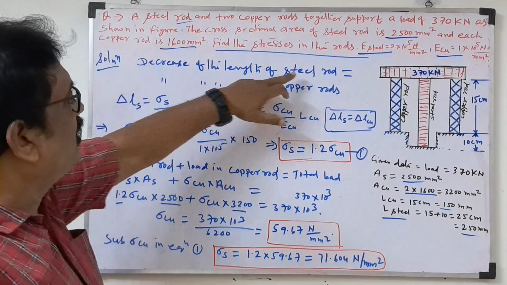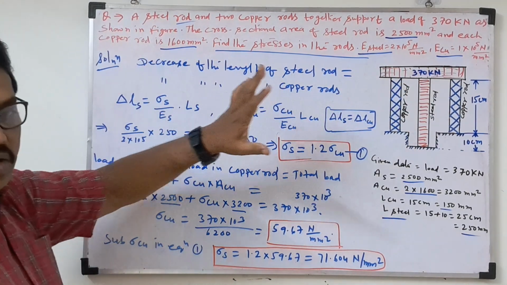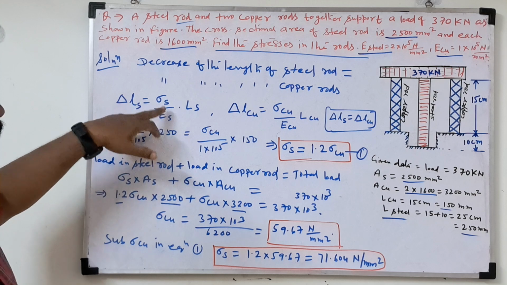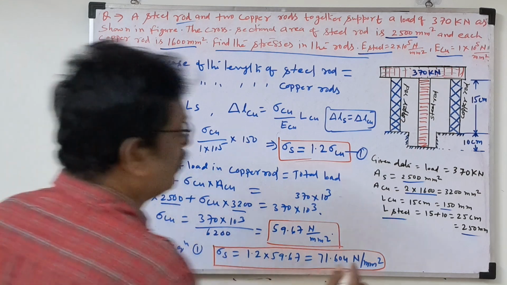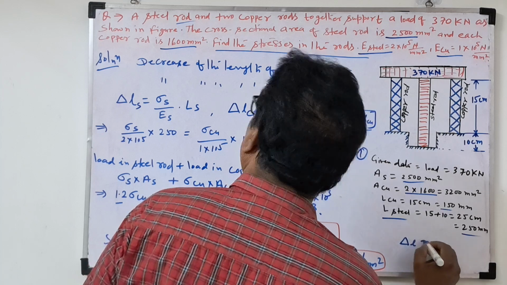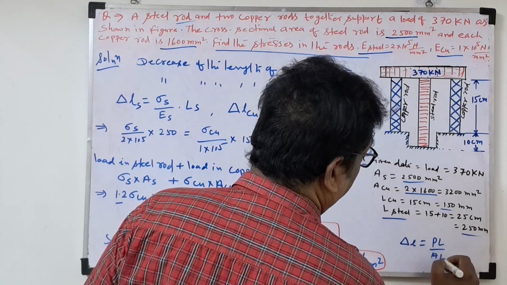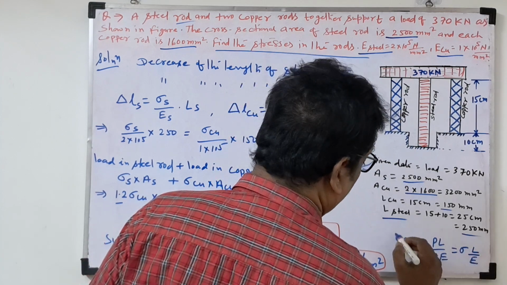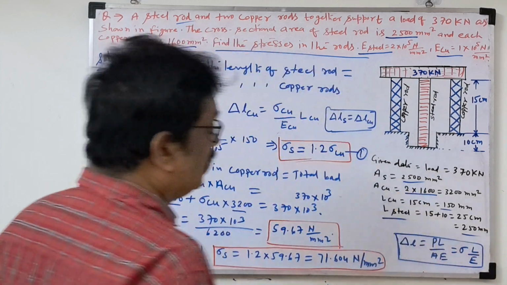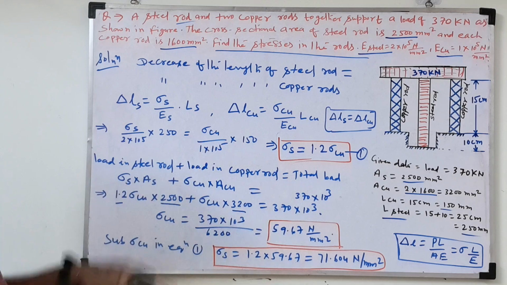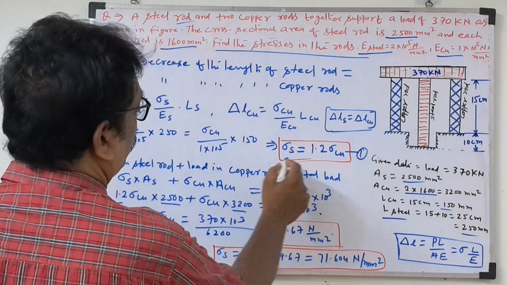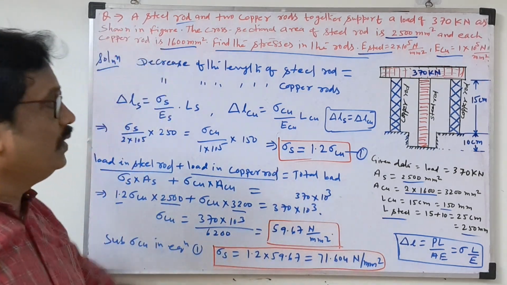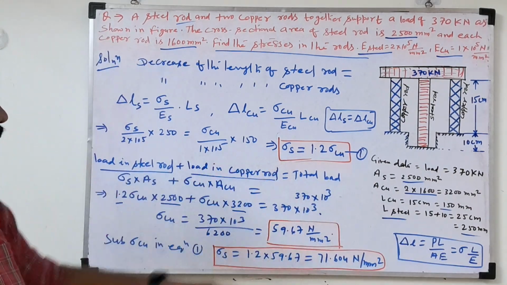Due to this, the decrease in length of the steel rod is equal to the decrease in length of the copper rod. So what is decrease in length? PL by AE. P by A we take as stress, so stress into L by E. Always remember this formula, it will be easy for you to understand. Again, load on the steel rod plus load on the copper rod will be the total load, and that way we can get the answer.